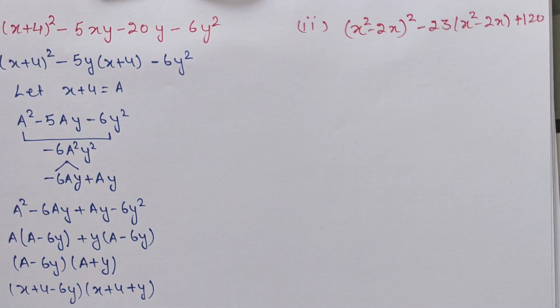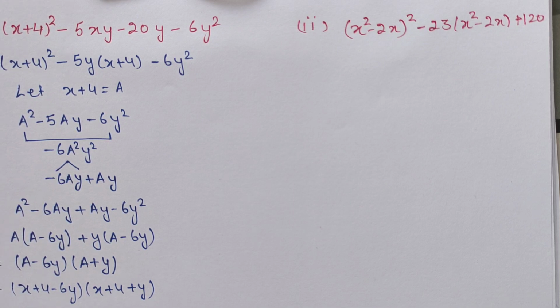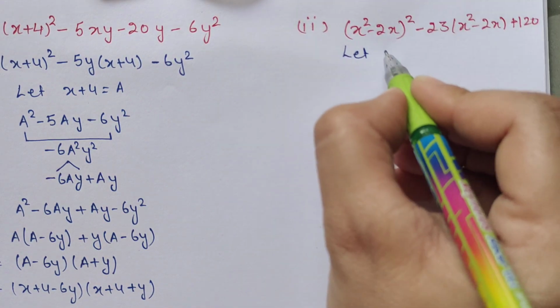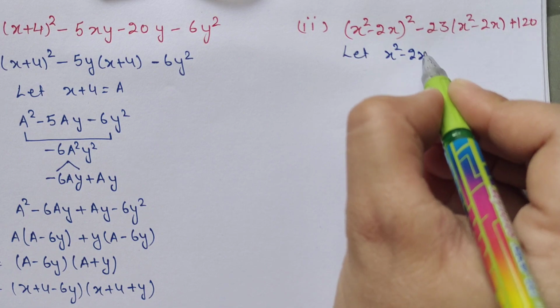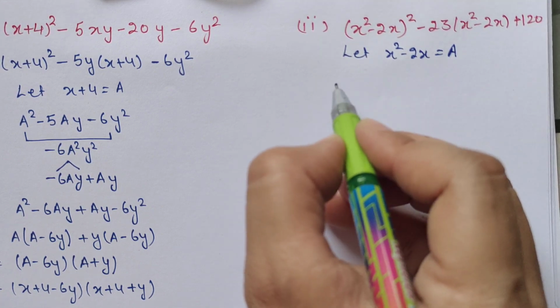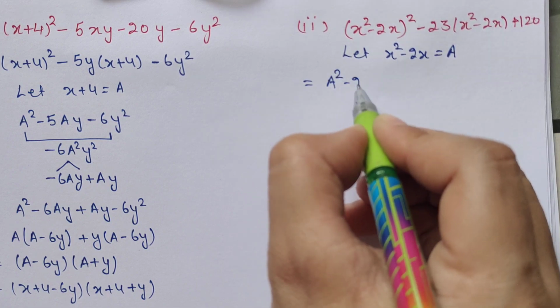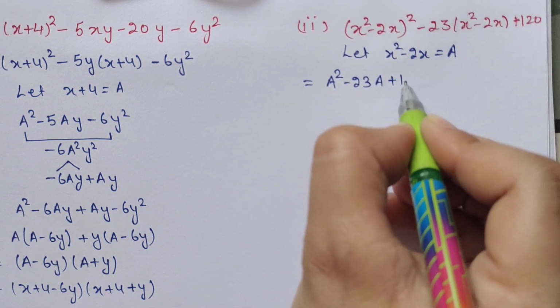Second part of question number 16: (x² − 2x)² − 23(x² − 2x) + 120. For some time we will take it as a. Let x² − 2x = a. So our expression will become a² − 23a + 120.